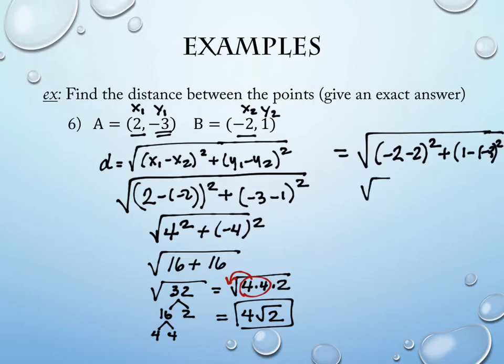So what is -2 minus 2? So this is -4 squared. And what is 1 minus -3? Positive 4 squared. So it's still the same. It's the same thing. And that's actually why at the beginning I mentioned that it doesn't matter where you put the x1, y1 and the x2, y2.